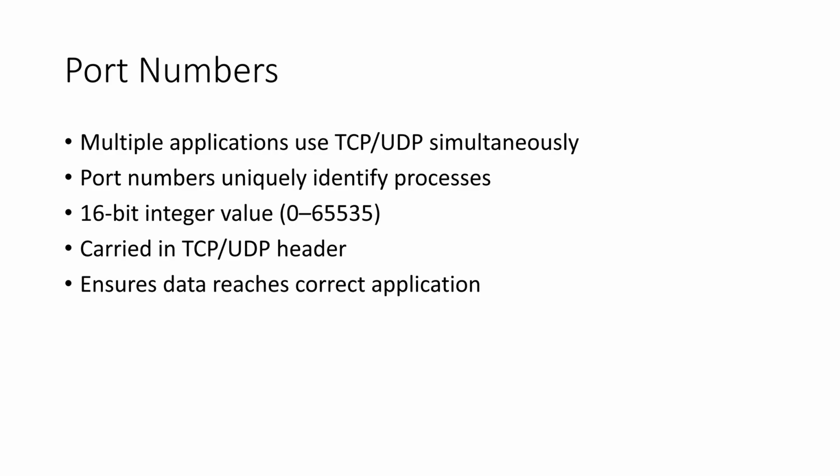Now let's dive deeper into port numbers. On any given device, there could be several applications using TCP or UDP at the same time. So, how does the system figure out which packet belongs to which application? That's where port numbers come in. A port number is a 16-bit integer, meaning it can have values from 0 to 65,535. It acts like a virtual endpoint for each process running on a machine. When a packet arrives, the transport layer looks at the port number in the TCP or UDP header to decide which application should receive that data. This way, you can have a web browser, a mail client, and a file transfer application all using the network at once without any confusion.